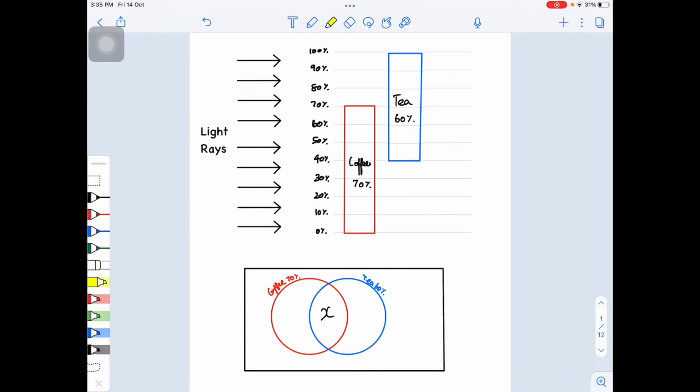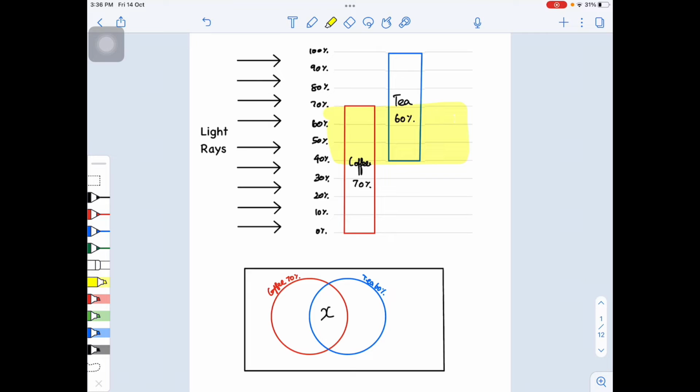However much I push my blue filter to the top side and however much I push the red filter to the bottom side, I cannot push them beyond this. So unfortunately I will definitely have this minimum overlap. I cannot reduce it beyond this. So the minimum overlap between tea and coffee is 40 to 70, this 30%.